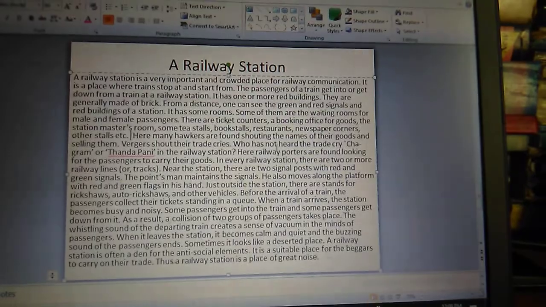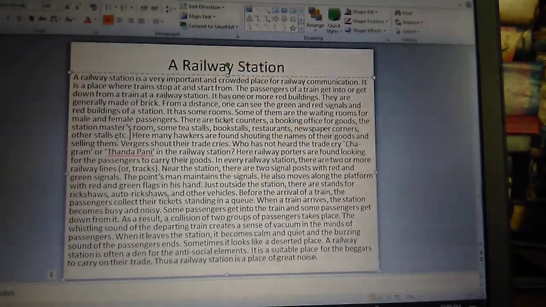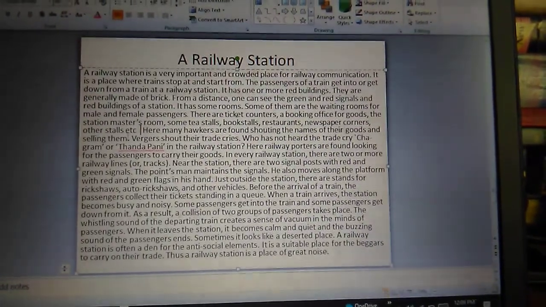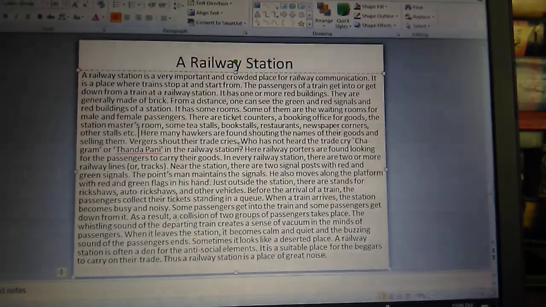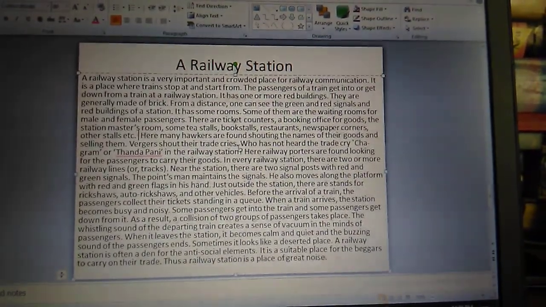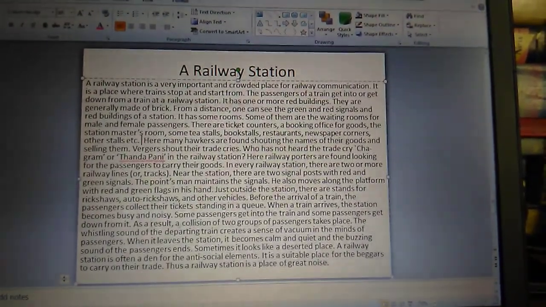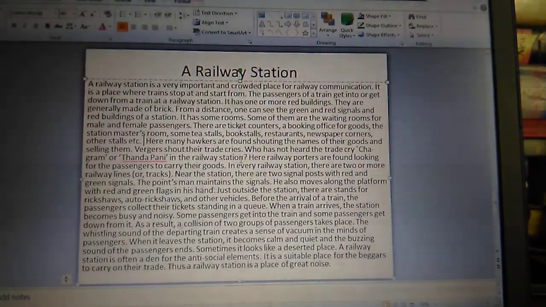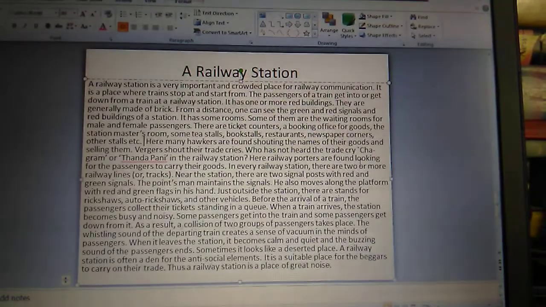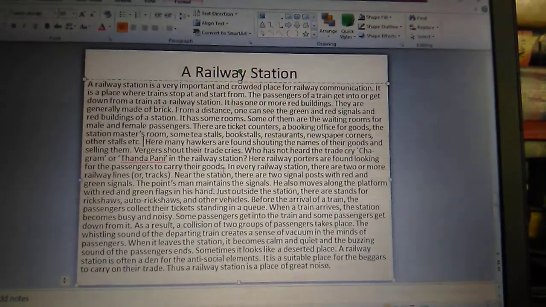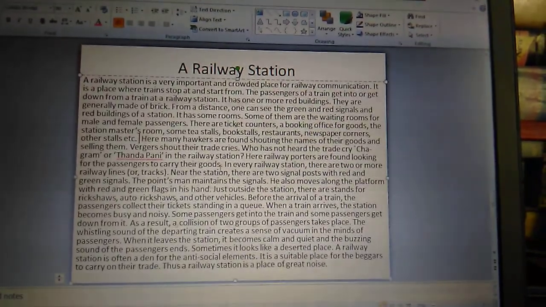Here many hawkers are found shouting the names of their goods and selling them. Hawkers shout their trade cries. Who has not heard the trade cry "cha garam, thanda pani" in the railway station? You will hear "cha garam" or "thanda pani". Very common. Here railway porters are found looking for passengers to carry their goods. They are the porters, and in local terms we call them coolies.